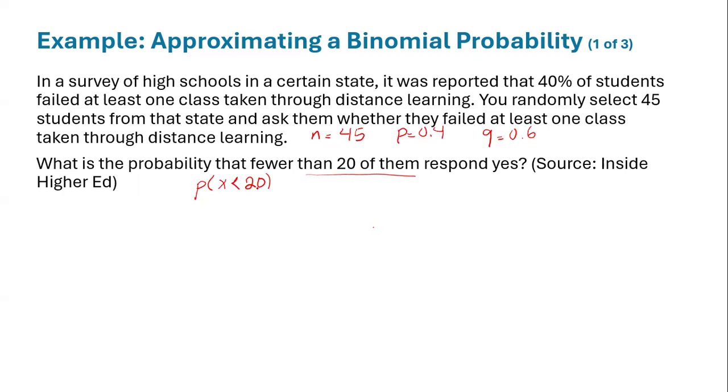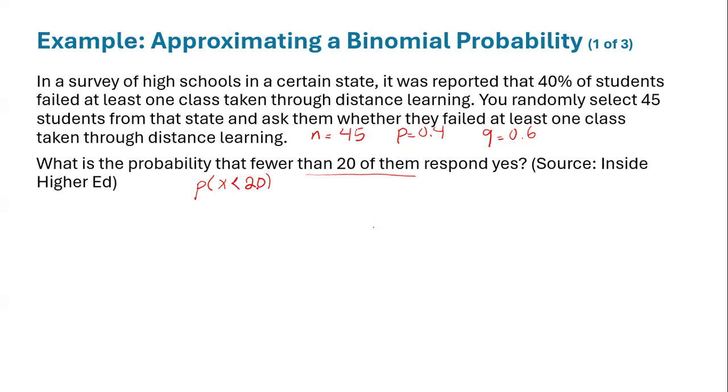If I want to use the binomial distribution properties, I need to find the probability for all of the x's starting from 0 to 19 and add them together. Probability of 0, 1, 2, 3, all the way to 19, and then add them together. That means I need to use that formula 20 times. But let's see how the normal distribution can help us.